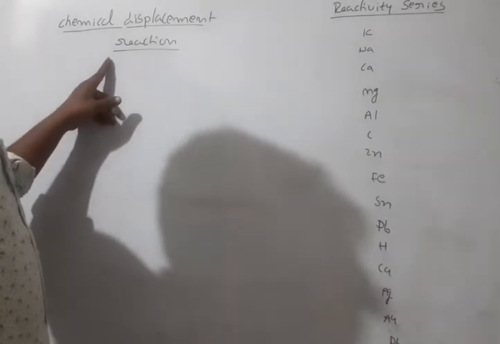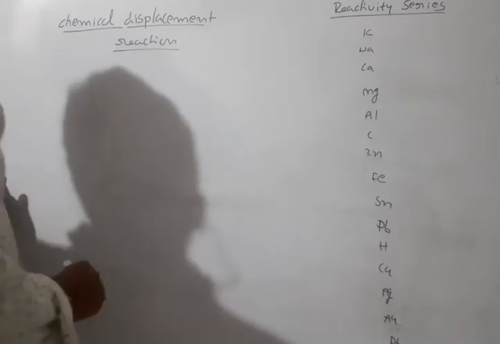Today I continue types of reactions. In this video I will explain the remaining two types of reactions, that is chemical displacement and chemical double displacement. First I start with chemical displacement reaction, with an example.